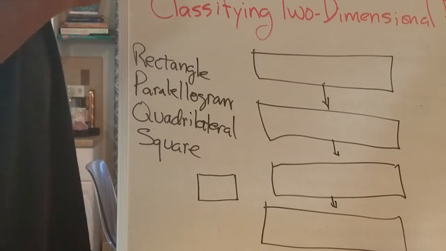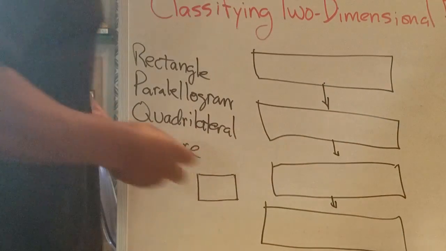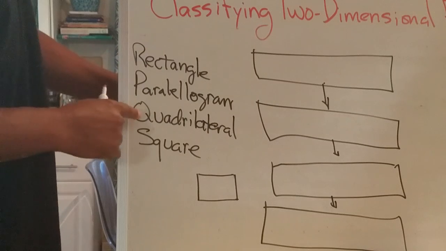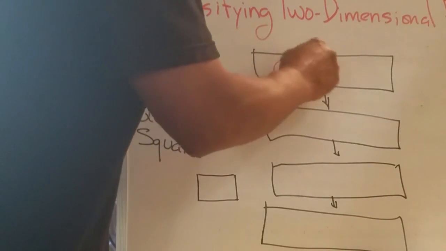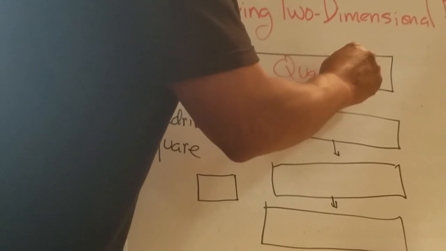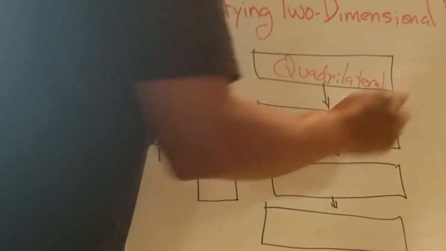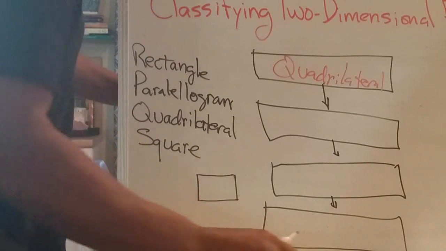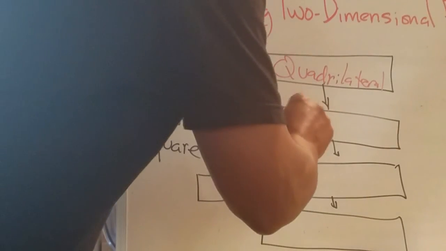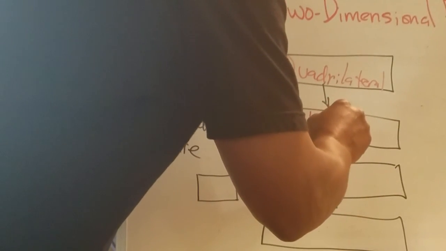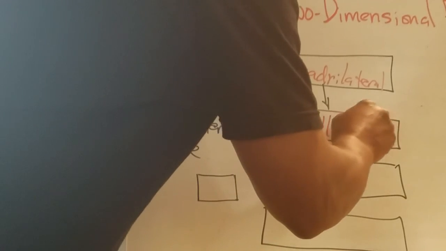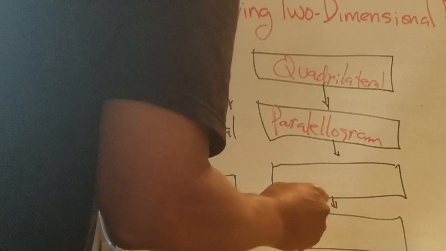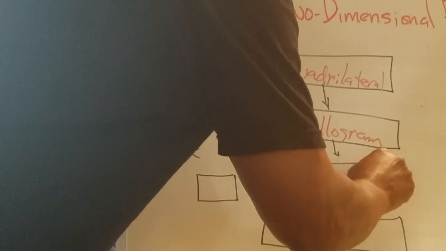Here's what the answers are. You should have said almost everything, Mr. Tucker, is a quadrilateral. All you have to do is have four sides. You're right. Every one of these has four sides. Then the next is a parallelogram. Next would be a rectangle. And lastly, a square.